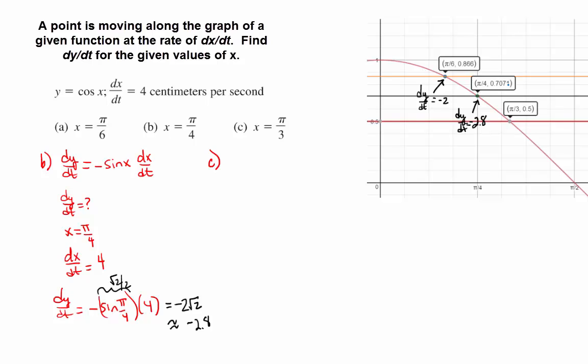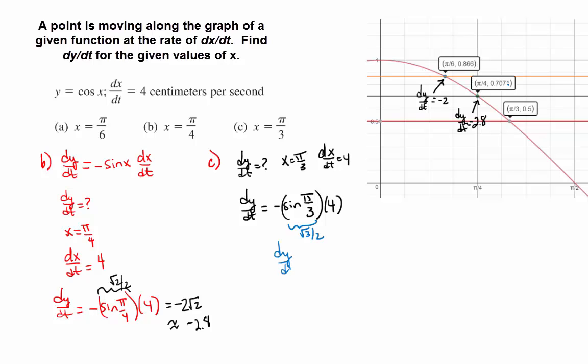All right, and then pi over 3, same thing. We are looking for dy dt. We have x equals pi over 3, and we have dx dt equals 4. So we get dy dt equals negative sine of pi over 3 times 4. What's the sine of pi over 3? Root 3 over 2. Good. So that means that dy dt is equal to negative 2 root 3, which, by the way, is approximately negative 3.5. The speed is calculated in centimeters per second.